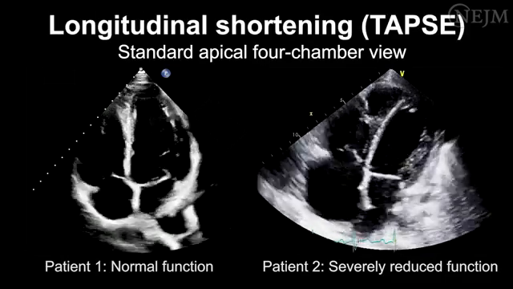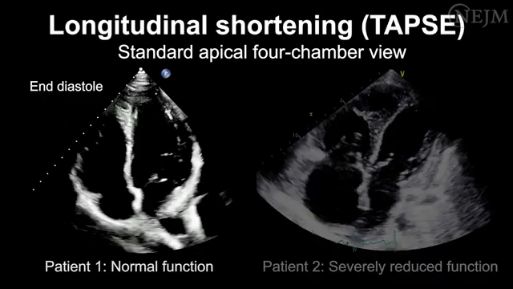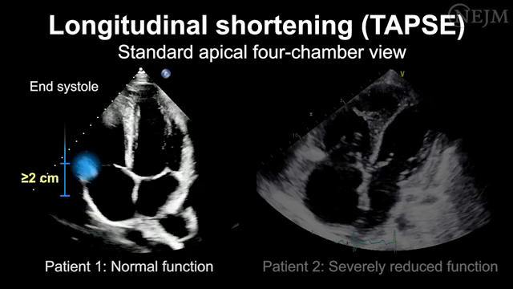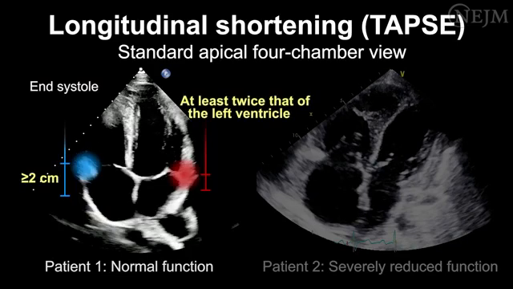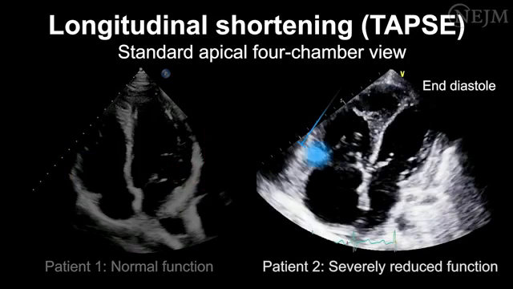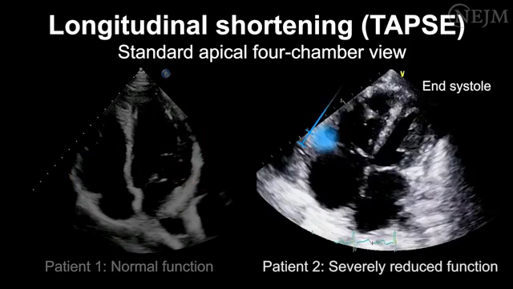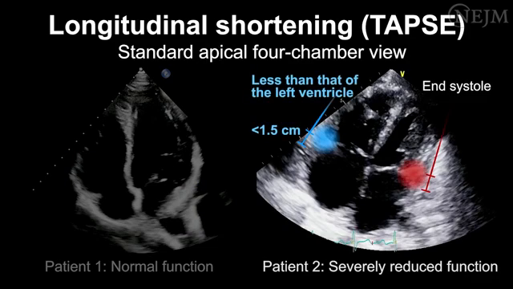Next, evaluate longitudinal shortening. In patient 1, longitudinal shortening of the right ventricle is at least 2 cm and at least twice the longitudinal shortening of the left ventricle. Whereas in patient 2, longitudinal shortening of the right ventricle is clearly less than 1.5 cm and less than that of the left ventricle.